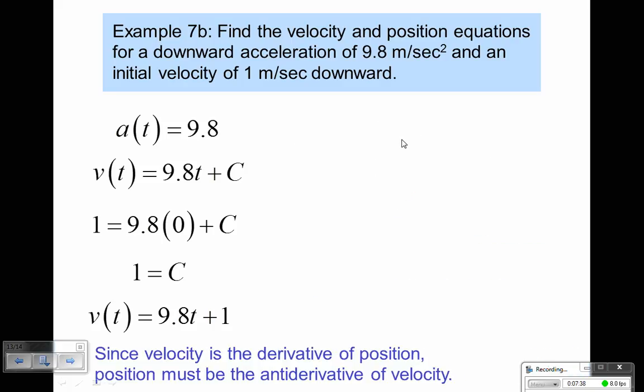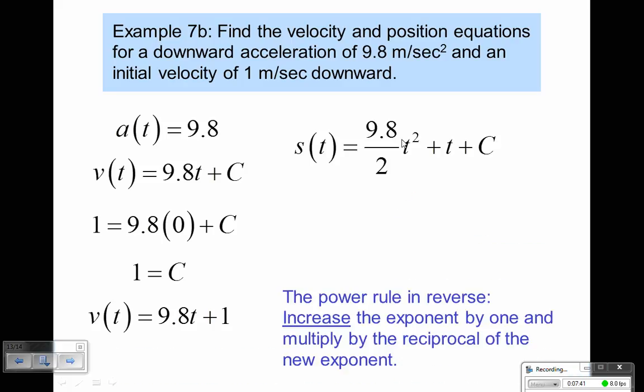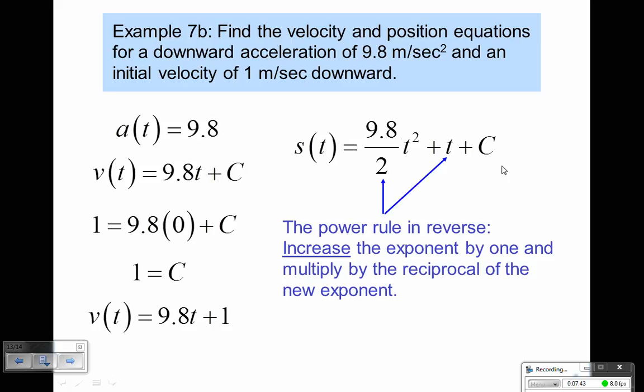If you do the power rule on this, you would be bringing the 2 down, multiplying by 2, and the 2's would cancel. So that makes sense. When you think about it, you can kind of see how that would work. Plus t, because it was plus 1, so plus t, plus a constant. So that's our position function. And you can always double check. Take the derivative of your position function, and you should get back to what your velocity was. So it's easy to double check that.